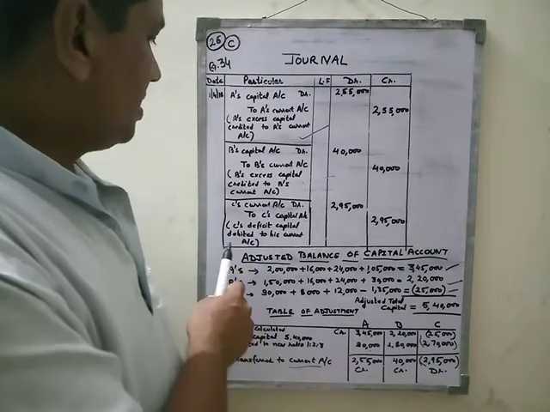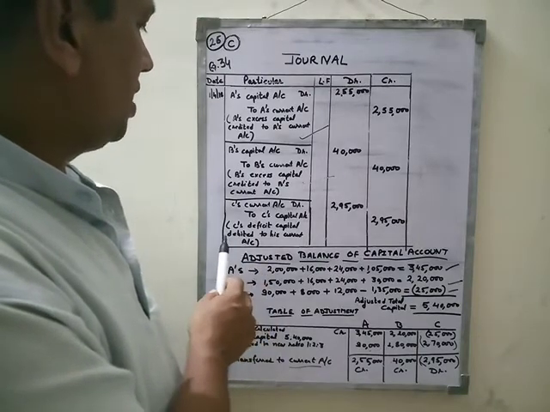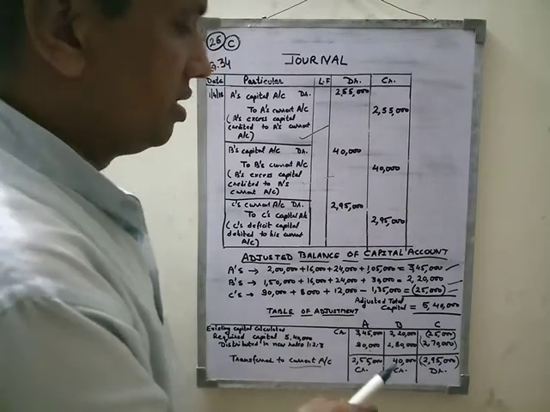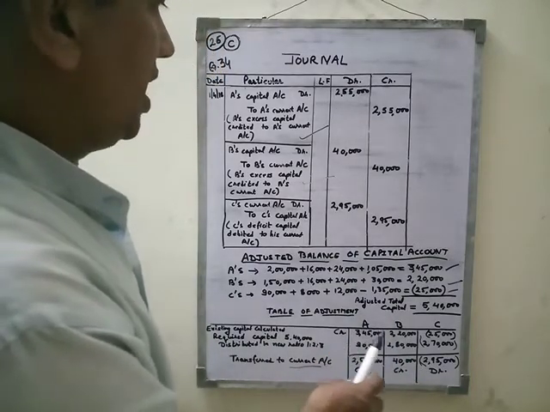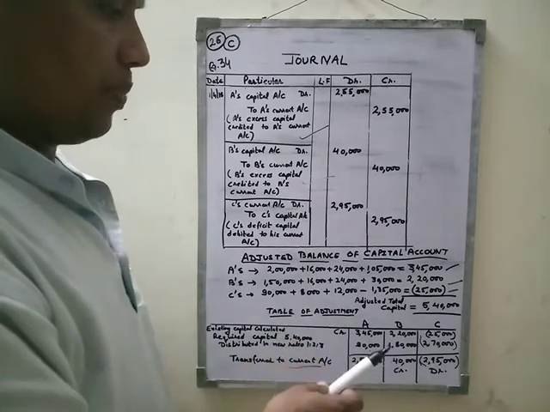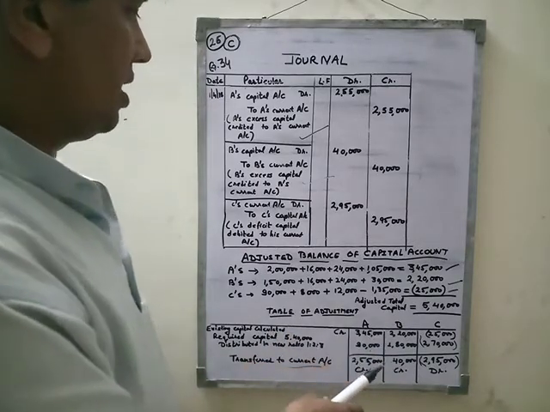In this, C's deficient capital is debited to his current account, because C's capital is deficient and the capital of A and B is excess. So that is credited, and the capital which is deficient, that is debited.